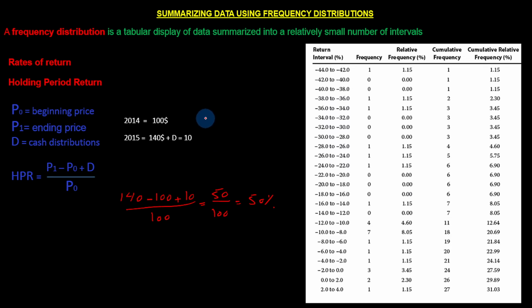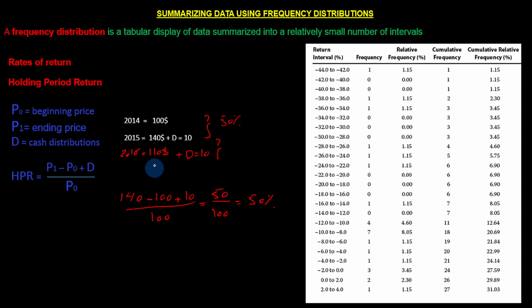50%. So the holding period return for this year, the annual holding period return, would be 50%. Now let's say we go on for another year. Let's say the year 2016, the price, let's make this one a negative one. Let's say the price became $110, right? And we also got that $10 dividend anyway.